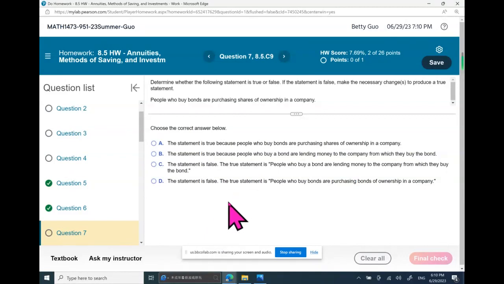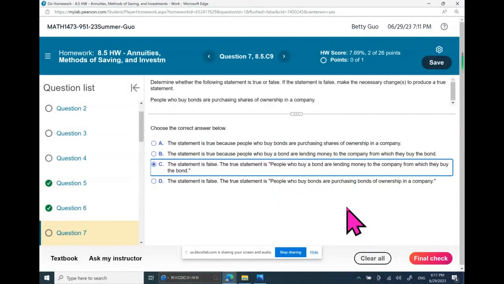Bonds, when you buy bonds, either from a company or from a government, some local government, even the federal government, they sell bonds. You become the lender of the company or the government. You do not own any ownership. So this is false. The true statement is people who buy bonds are lending money to the company from which they buy. The statement is false. The true statement is people who buy a bond are lending money to the company from which they buy the bond.